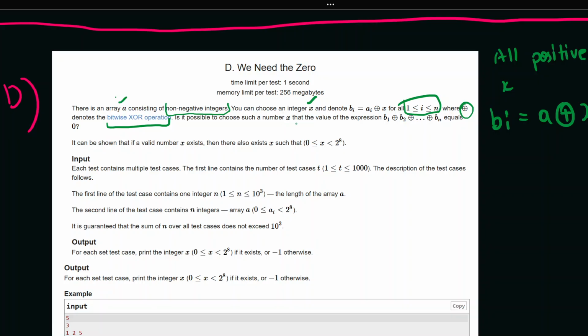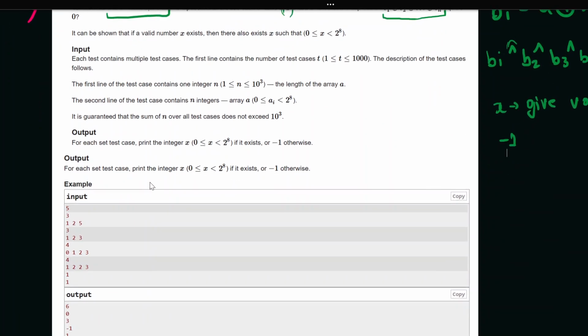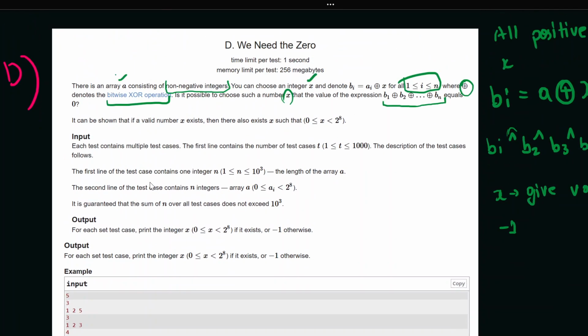Is it possible to choose a number X such that the value of the expression B1 XOR B2 XOR ... XOR Bn equals 0? So B1 XOR, we write XOR like this, okay? B2 XOR B3 XOR B4, and so on, is equal to 0. Correct? We have to say if it is possible or not. If it is possible, just give the value. If it is not, just print -1. Correct? So what is this XOR?